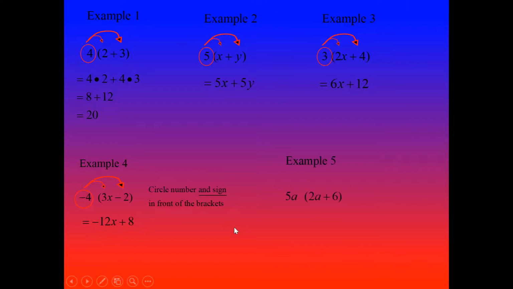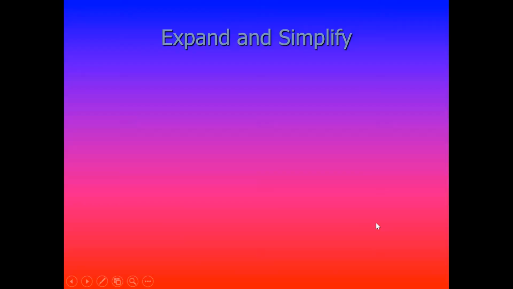Next example, 5a into 2a plus 6. So same procedure. So 5a into 2a is 10a squared, and then 5 times 6 is 30, so 30a. So we'll have a look at more examples.